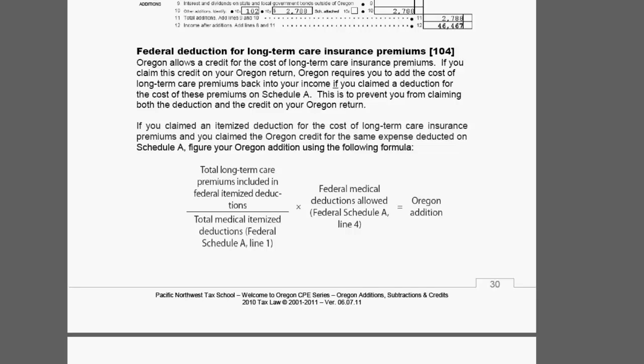And I have to say this is one of the most common manual calculations I do in a tax season for the Oregon Form 40. I have to do this several times every tax season because I have lots of clients who are claiming this particular credit and then also itemizing and claiming deductions for medical expenses.